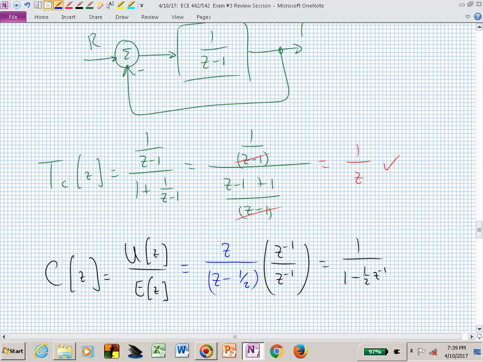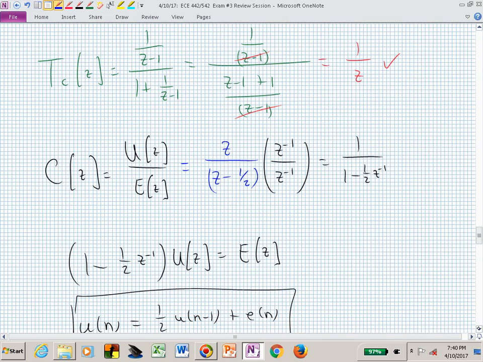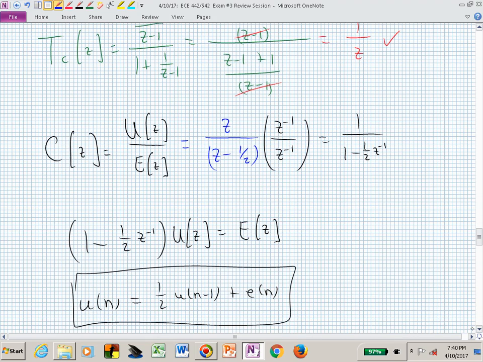We can do that by rewriting this in terms of delay elements by scaling the numerator and denominator by the highest power in the denominator, which is Z to the minus 1. So that now C of Z, written in terms of operator Z to the minus 1, is 1 over 1 minus 1/2 Z to the minus 1. Cross multiplying, we end up with the input u[n] equaling 1/2 u[n minus 1] plus e[n].